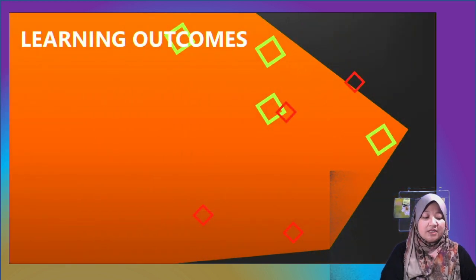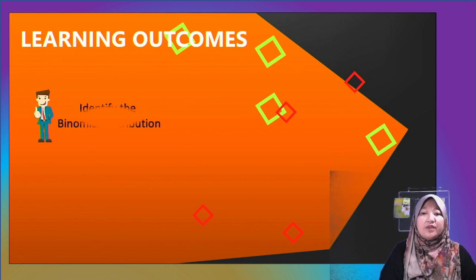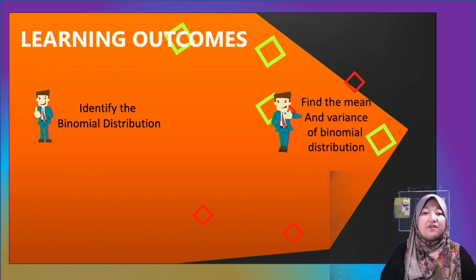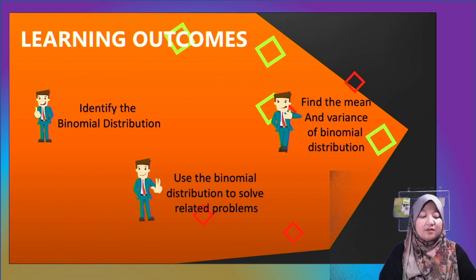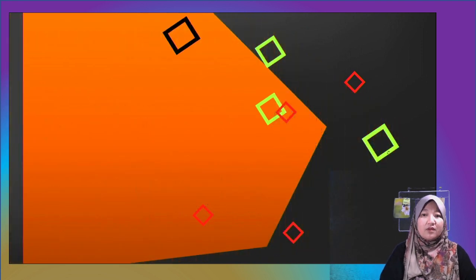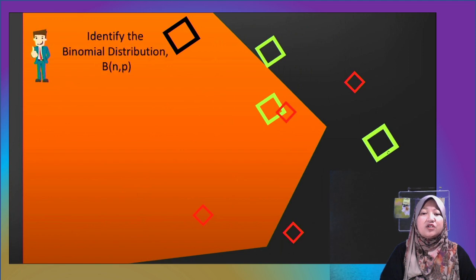So after this lesson, you should be able to first identify the binomial distribution. Second, find the mean and variance of binomial distribution. The third one is use the binomial distribution to solve related problems. Okay, first objective is identify the binomial distribution.